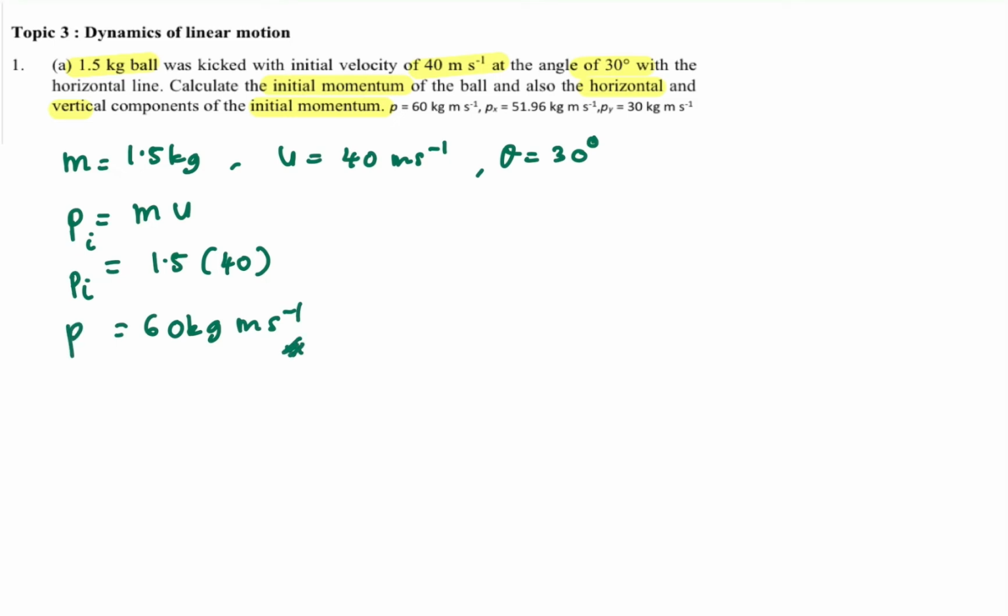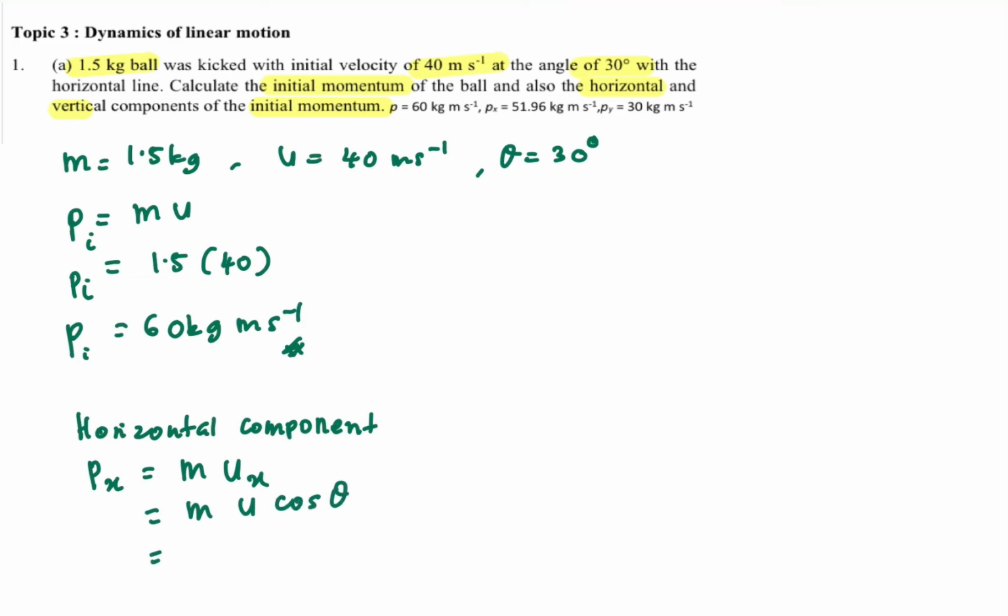Okay, and then next what you want is a horizontal and vertical component. So for the horizontal component will be px, which is m u x, m u cos theta. So what do you get? m is 1.5, u is 40, cos 30 degrees, which will be 51.96 kilogram meters per second.